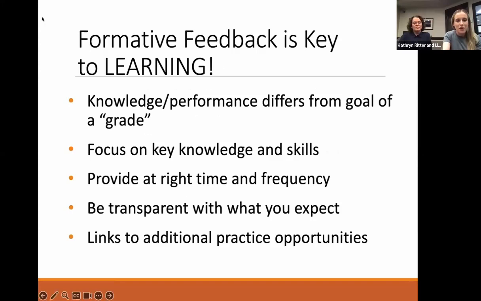Overall, formative feedback is key to learning. That is one big piece that we really want you to take away from our talk today. We are working with adult learners, and we want to make sure that these formative assessments are different from achieving that goal of a grade at the end of a rotation or the end of a course.